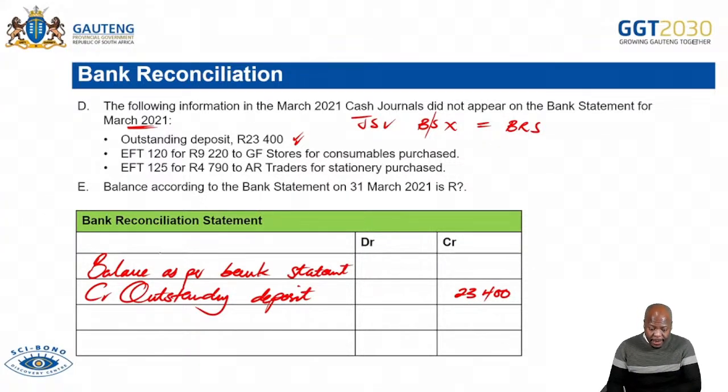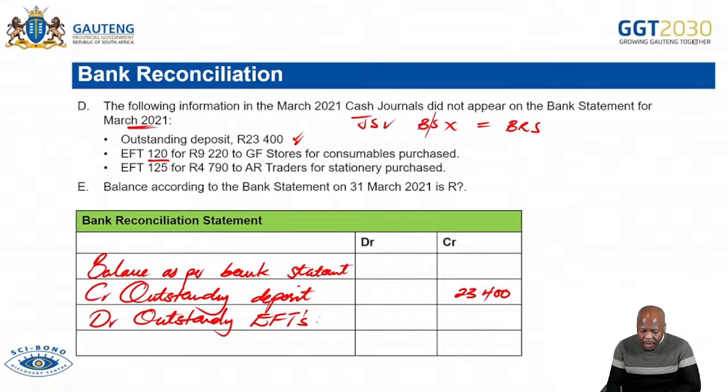And then the next one says EFT 120 for 9,220 to GS Stores for consumables purchased. That means I'm going to come here now and I'll say debit. I debit outstanding EFTs, and they have numbers. I have EFT number 120. And remember, I'm debiting them. How much is that? 9,220. Can I go on to the next one?